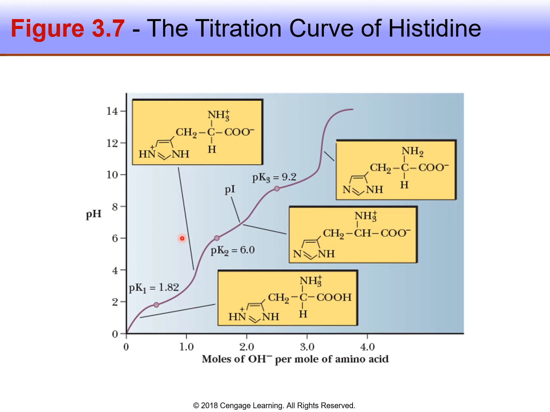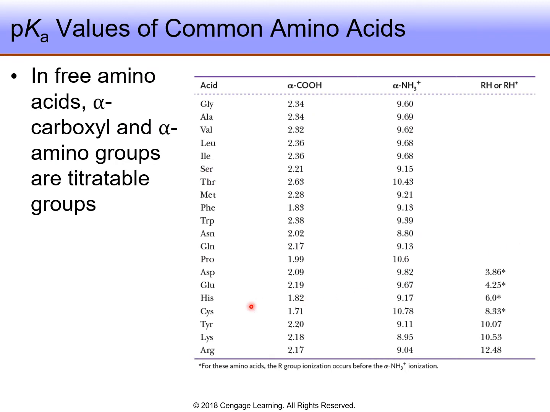Now let's define the so-called pI. pI is the pH at which the net charge on the amino acid is 0, or the number of positive charges equals the number of negative charges. It can be determined from the plot, as you can see here, or it can also be calculated using this table. These are the pKa values of common amino acids. In the free amino acids, alpha carboxyl and alpha amino groups are titrable groups. As you can see, these are the values. Do not memorize any of these pKa values because they will be given to you.